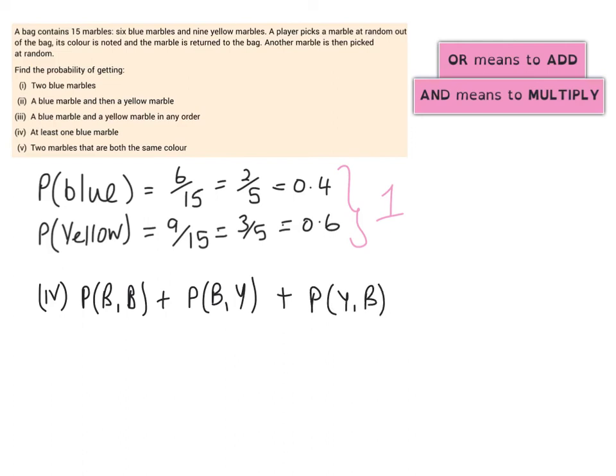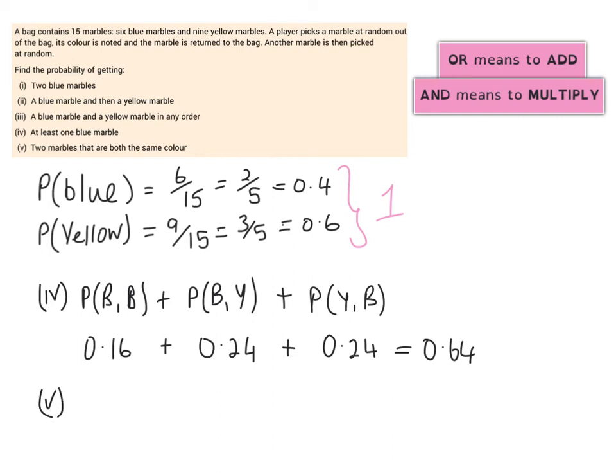Now we know the probability of a blue and a blue is 0.16. And from the previous question, we know that the probability of a blue and a yellow is 0.24. And again, from the previous question, the probability of a yellow and a blue is still 0.24. So when we add those all together, we get 0.64. And that's the probability of at least one blue marble. So each outcome has to have one blue marble, but like in the first one, you can have 2 blue marbles.